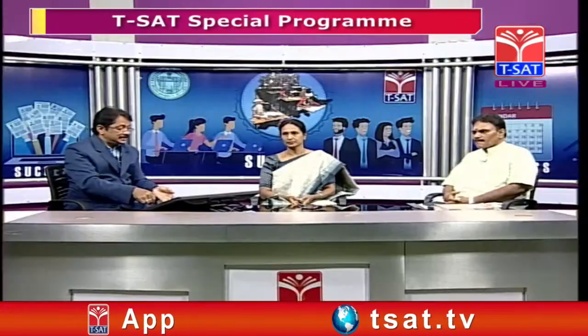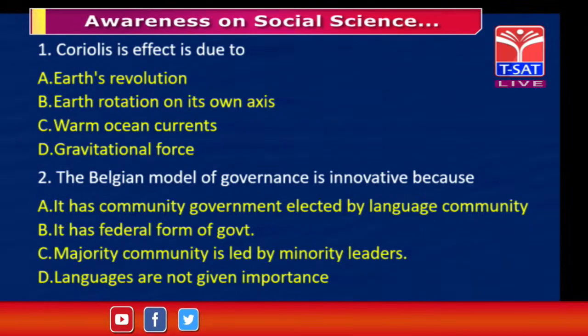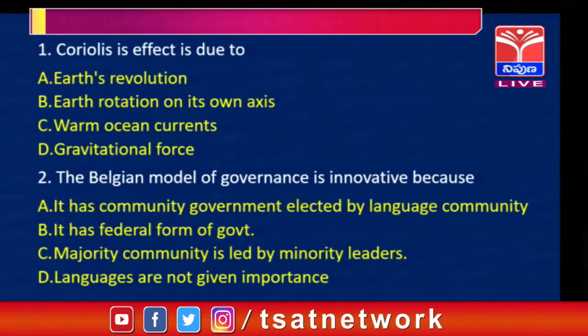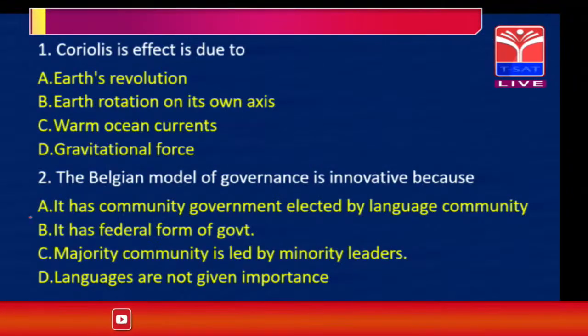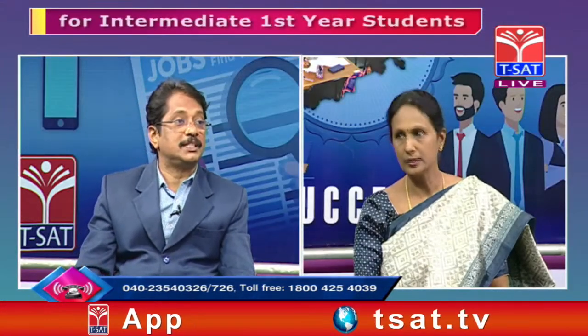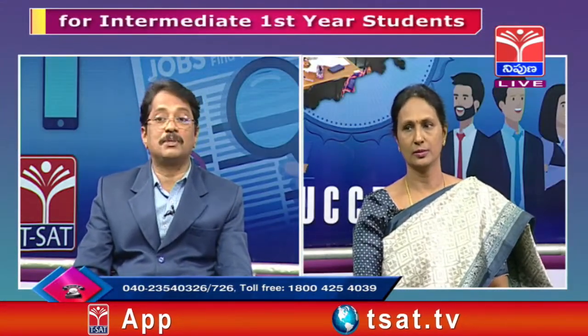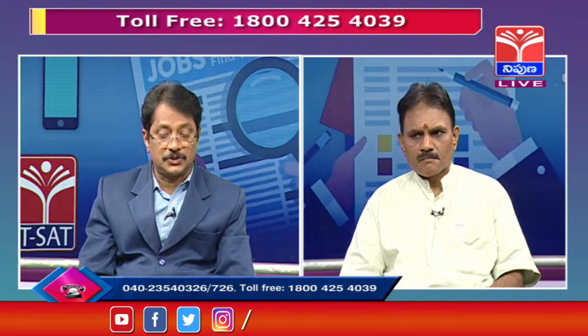So which answer is correct from all this? The correct option is: it has a community government elected by the language community. So option A is the right answer. As Hiranya madam said, in the Belgian model of governance, they give importance to all three language communities, so obviously you can say it has a community government elected by the language community. That's the answer. Now you are going to shift to the next question.